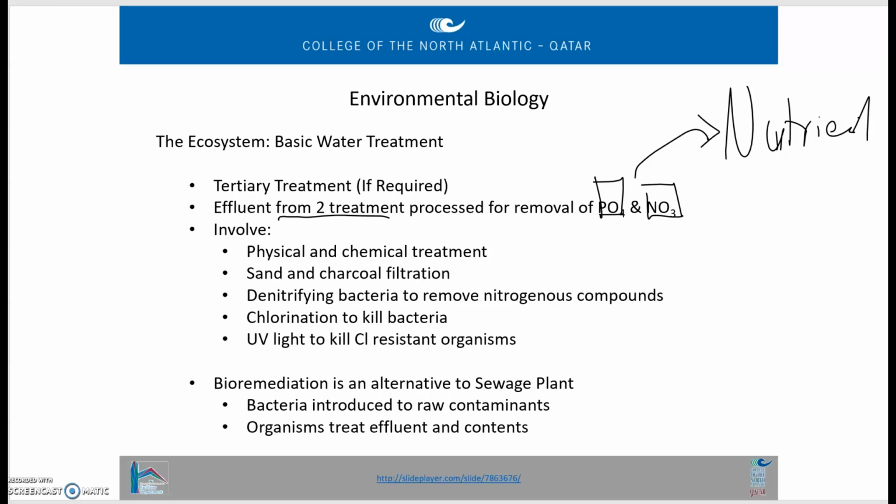So we'll have more filtrations, we'll have places where we have denitrifying bacteria, so that'll remove some of the nitrogenous compounds. Then we'll use chlorine, and we'll use ultraviolet light to kill any bacteria that's left. And then basically we're left with clean, almost drinking water. So a tertiary system will take raw sewage and turn it into something that's completely harmless to the environment.